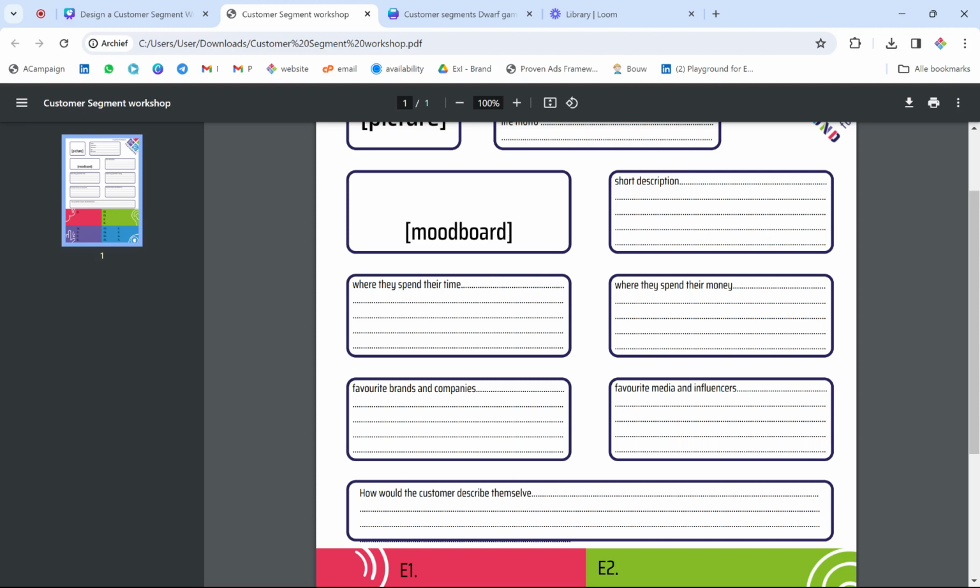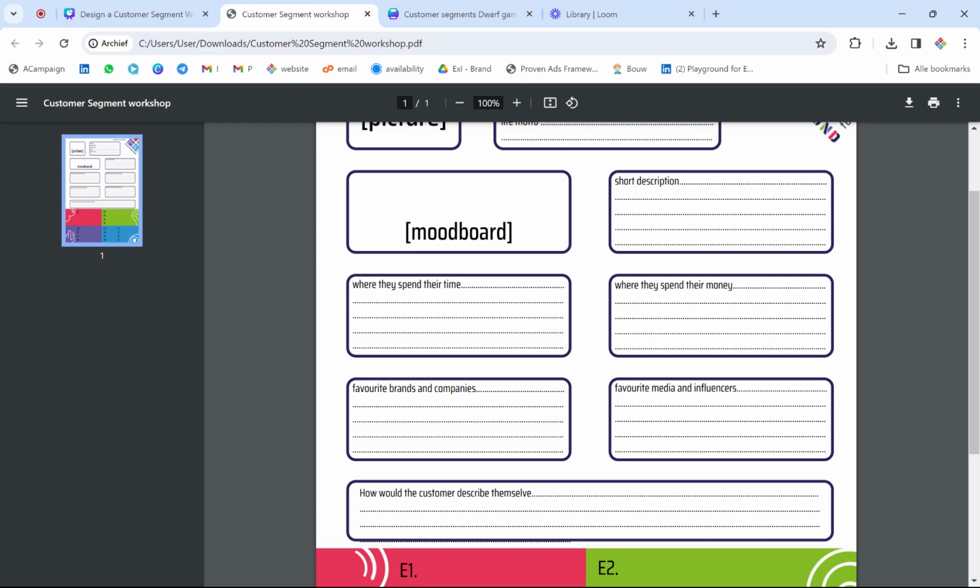And then we go a bit deeper, where they spend their time. They spend their time on their children, their family. They spend their time on their hobbies. Maybe they do a study or some sort of degree or course on the side of their work. What type of work they do, where they spend their time. We also can go deeper into where they spend their money.